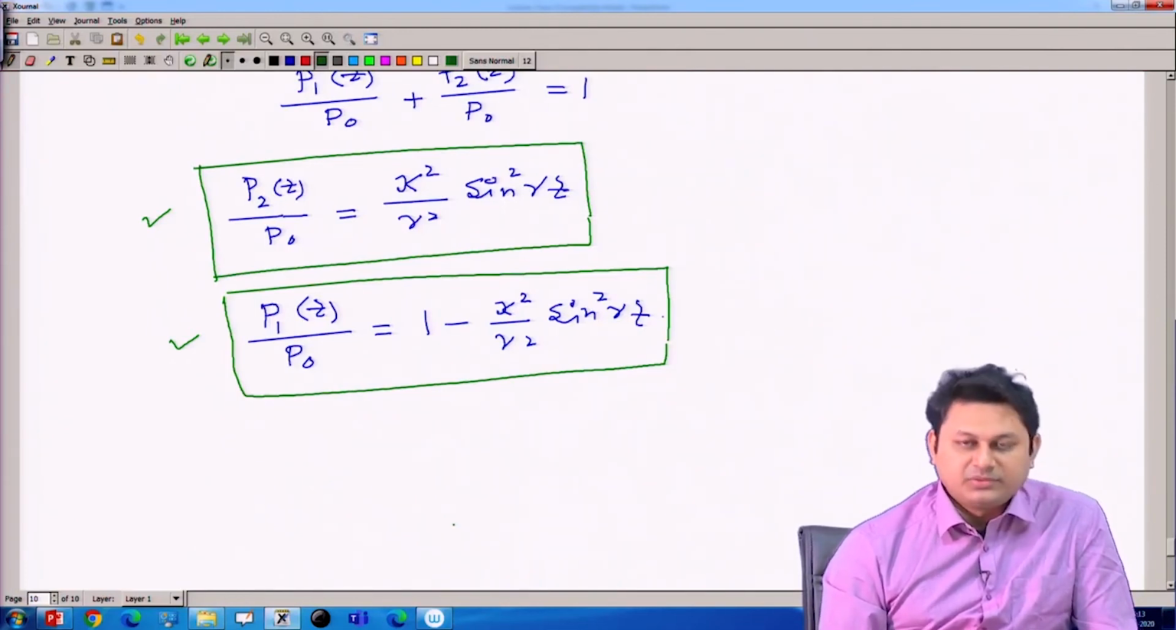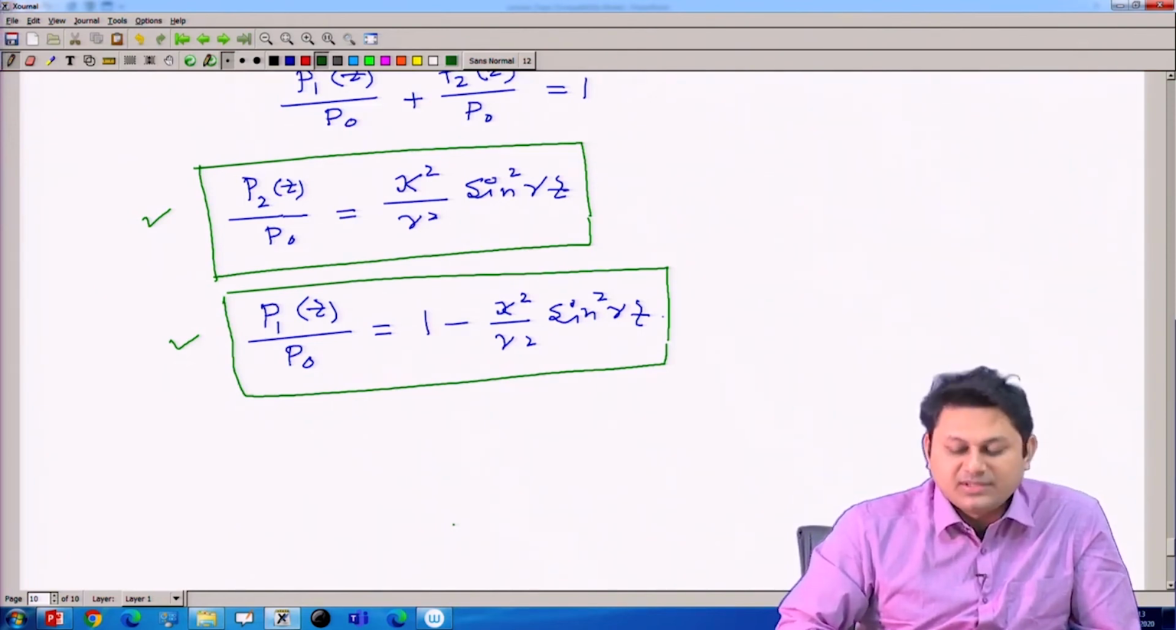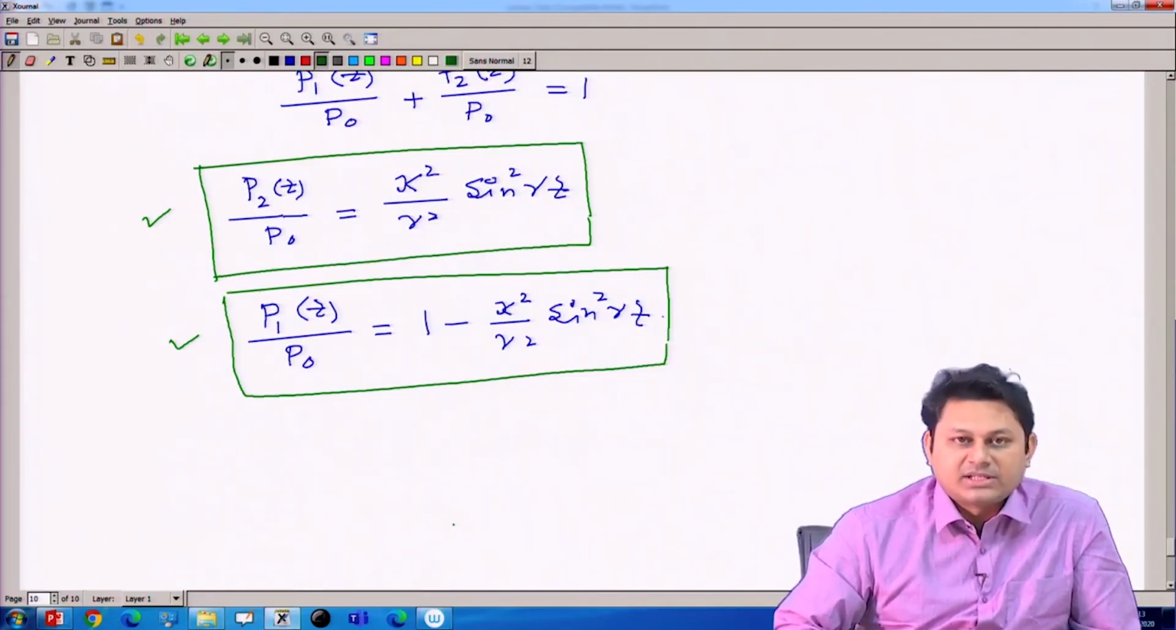In the next class we will try to understand more about these equations, we will try to plot them, and then we will see how the energy is going to transfer periodically from one waveguide to another waveguide. But anyway, in today's class you already understand that since this power variation is related to a sine function, there will be a sinusoidal variation of the power from one waveguide to another waveguide.